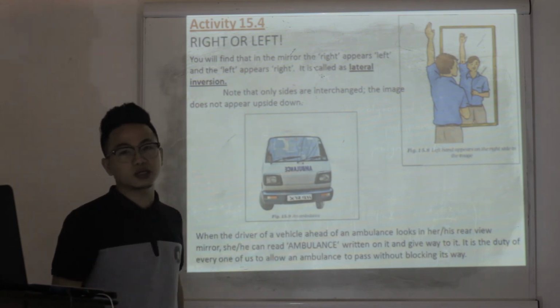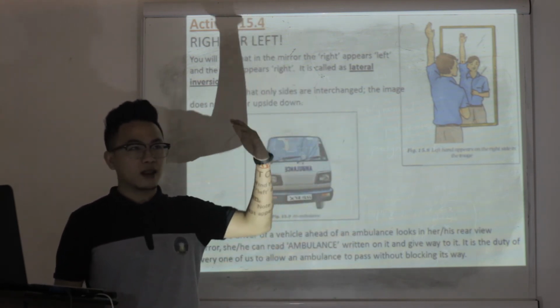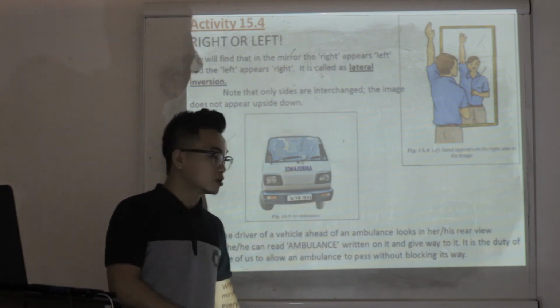The property number 3 is that the plane mirror has left appearing right and right appearing left, the lateral inversions. Okay, let us go to the next page.